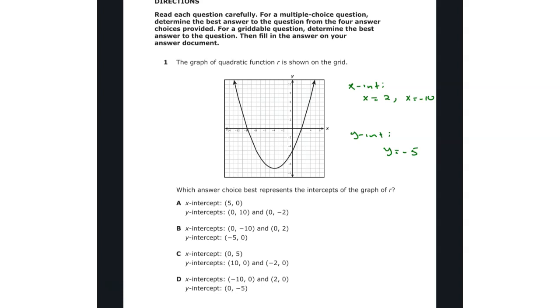So how do you present the x-intercept? That's going to be (2, 0) here. And for this instance, it's going to be (-10, 0). And for your y-intercept, it's going to be (0, -5). So let's see what we have. (0, -5) is here. So this is going to be our best answer right here.